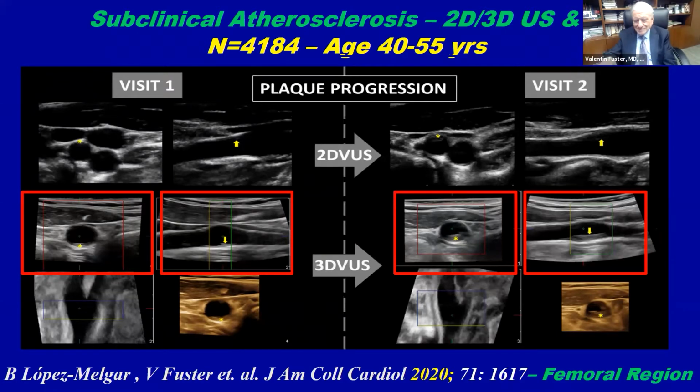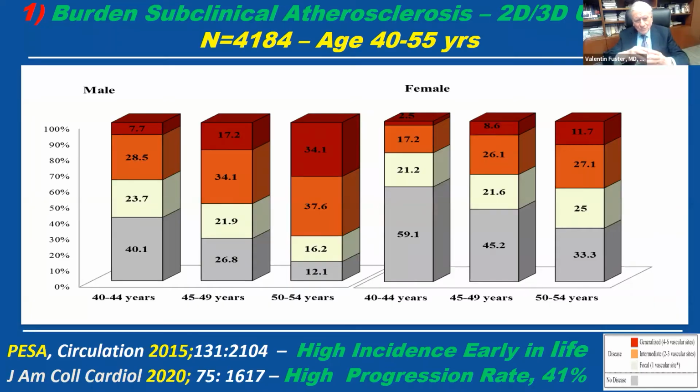That's basically an interesting aspect, the first thing that we learn. Well, then we look at these 4,000 people. On the left are male, on the right are females. And look what we found, very fascinating. Under the age of 50, about 2/3 have already atherosclerotic disease by this imaging technology.